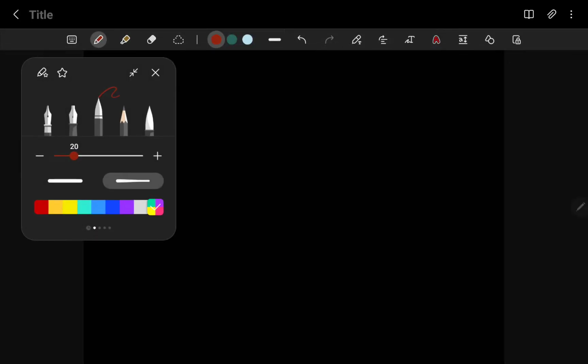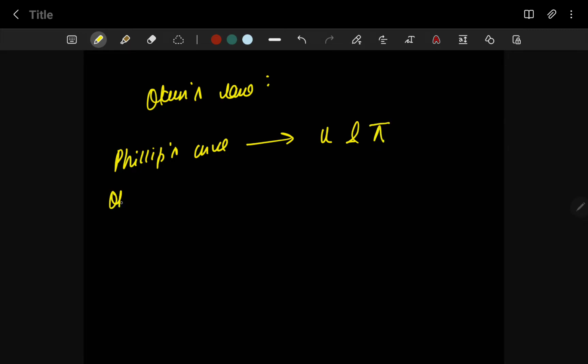Everyone, in this video we'll be starting with Okun's law. Now, like the Phillips curve helped us understand the relation between unemployment and inflation, Okun's law is going to give us information about the relationship between unemployment and growth rate.